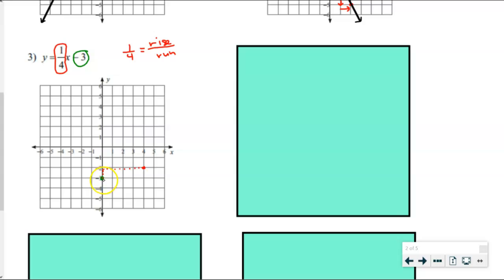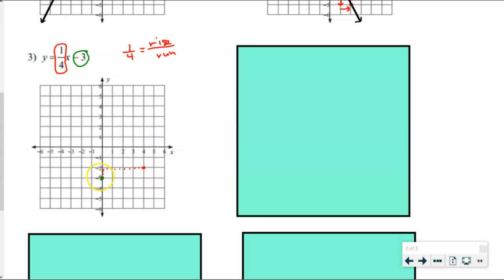Arrows eventually, yes, we'll get to arrows eventually. Eyes on the screen, let me show you what I'm talking about. I like to have more than just 2 points to make sure that my line is nice and neat, right? So I went up 1 and over 4. If I try and go up 1 and over 4, I'm off the grid. So what can I do instead?